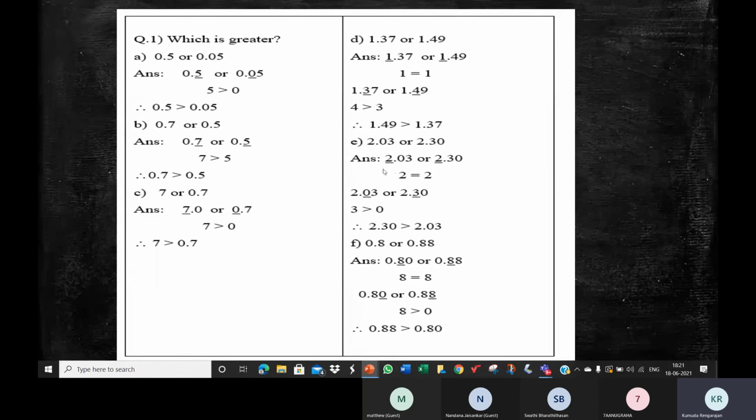Let's compare them. You must not compare the digit in the 10th place with the digit in the 100th place. You must compare the digits in the same place, that is, the digit in the 10th place of one number with the digit in the 10th place of the other number. You should not compare the 10th place of one number with the 100th or 1000th place of the other. So we need to be careful there. Here the 10th digit is 0, here it is 3. Clearly 3 is greater, meaning 2.30 is greater than 2.03.